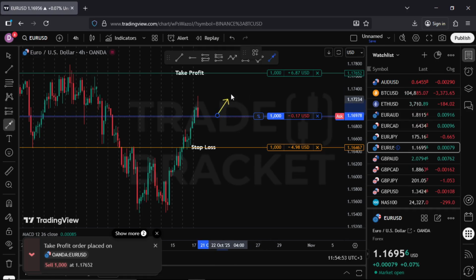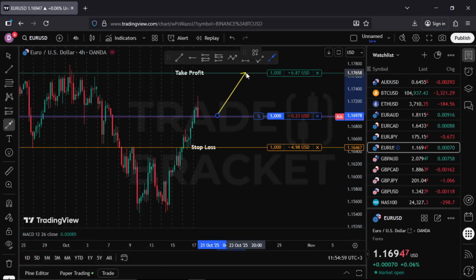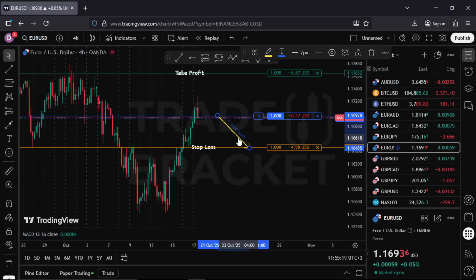If the market keeps going up and hits this green line right here, the take profit line, I will exit automatically out of the market with a profit. If it keeps going down, same thing but different: I will exit the market with a loss, and it will be done automatically. So these are just your exit orders. Let's move on now to the next order.